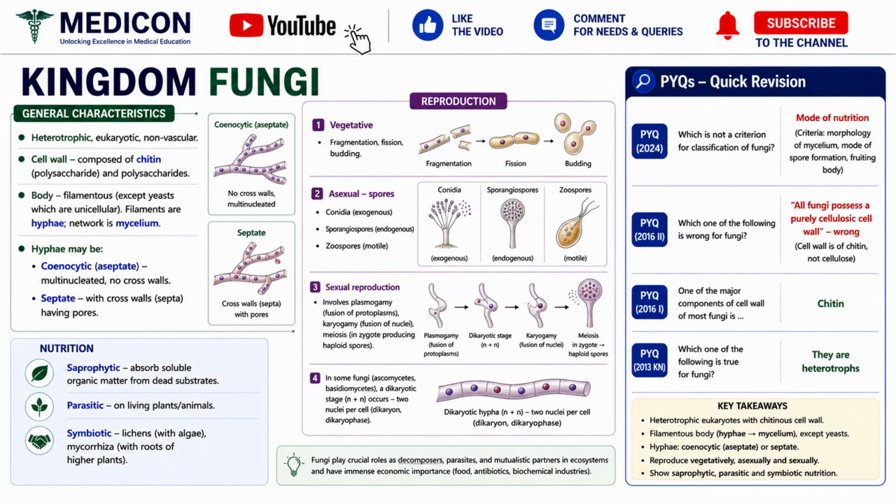The key takeaways are that they are heterotrophic eukaryotes with a chitinous cell wall. You should remember that chitin is made up of polysaccharides, and they have a filamentous body, that is hyphae, and those hyphae can also be converted into mycelium, except in yeast, because yeast is a unicellular fungus. Hyphae can be of two types, one is coenocytic and another is septate. They reproduce vegetatively, sexually and asexually, and they show saprophytic, parasitic and symbiotic nutrition.